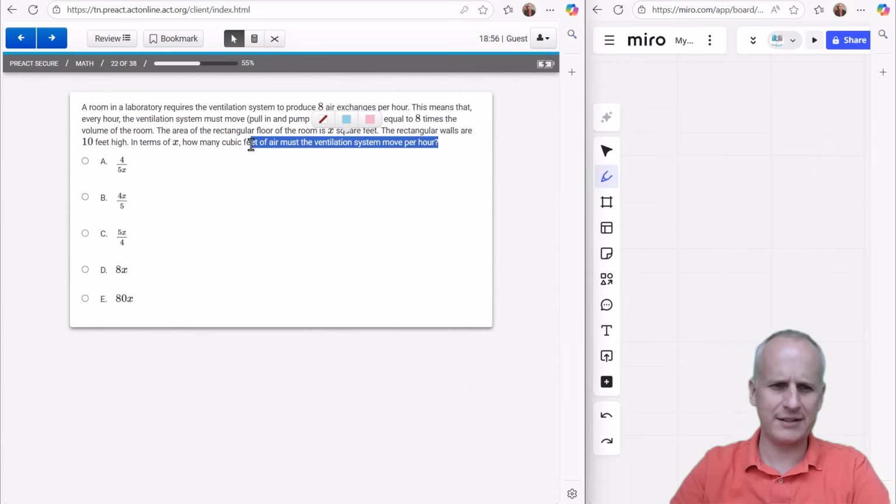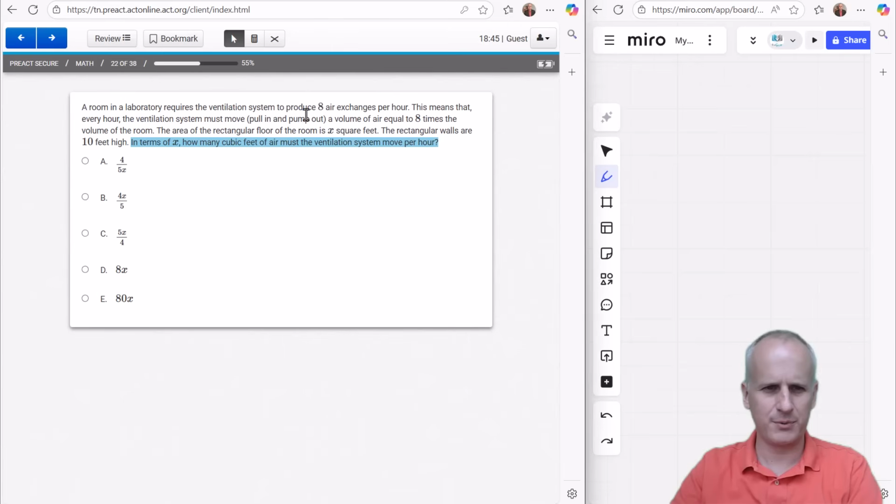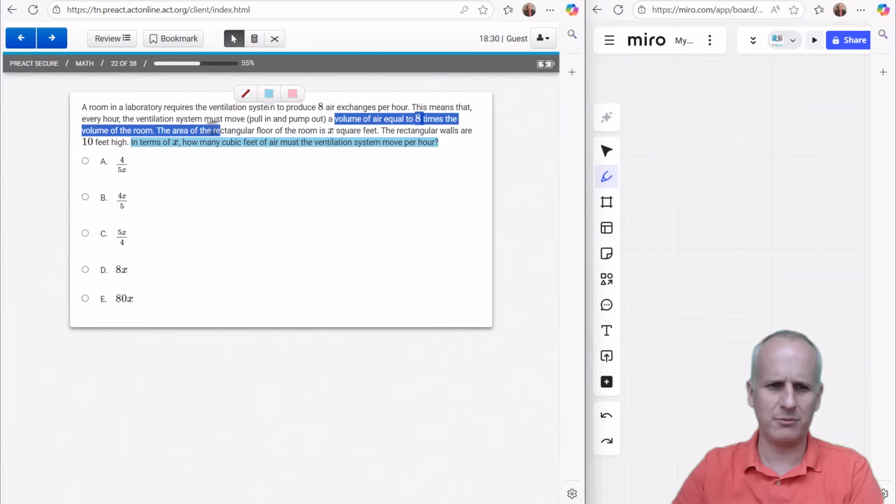We are being asked here for how many cubic feet of air must the ventilation system move per hour. I have no idea what that means, so I'm going to just highlight the most important information as we go. A room in a laboratory requires the ventilation system to produce 8 air exchanges per hour. Wonderful. Don't know what that means yet. Oh, this means that every hour the ventilation system must move, pull in, and pump out a volume of air equal to 8 times the volume of the room. Okay, so we're just trying to figure out what 8 times the volume is going to be.